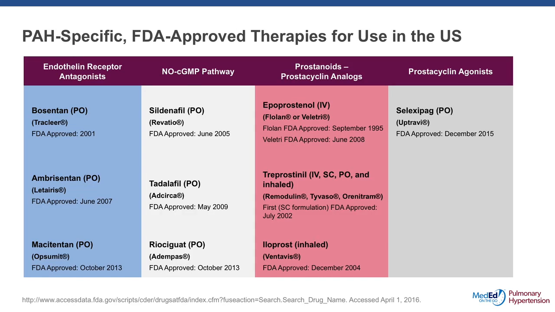The therapies available are listed here. These are FDA-approved therapies for use in the United States. You can see that all the therapies come from one of 4 categories: either endothelin receptor antagonists, medications within the nitric oxide cyclic GMP pathway, medications within the prostanoid or prostacyclin analog pathway, and finally, drugs within the prostacyclin agonist pathway.